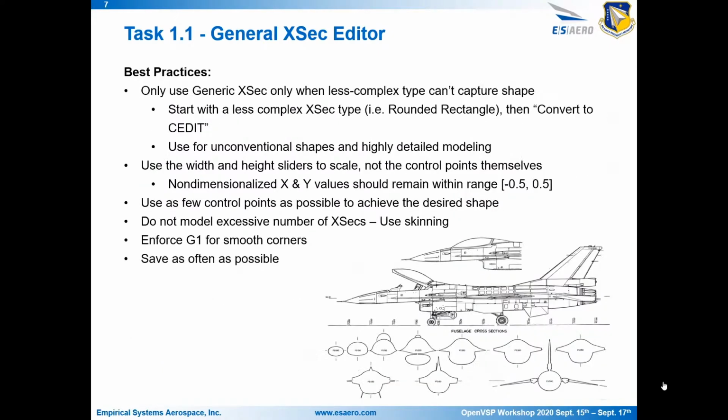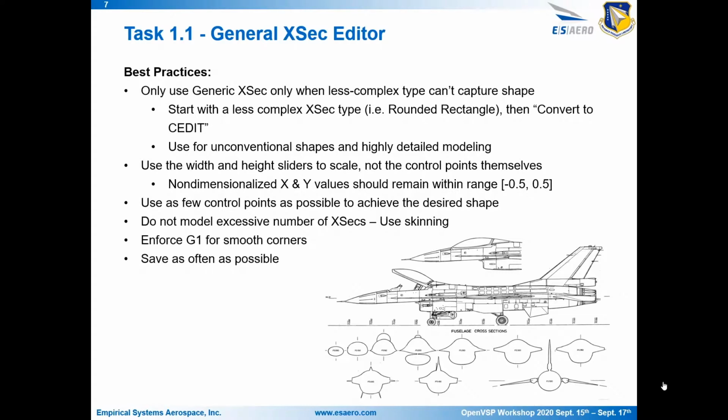Here I listed a couple of the best practices, and I think a couple of them I've mentioned already, such as only use this generic cross section when the more simple cross section types can't achieve the shape that you need. And if you do use the generic cross section, you're most often best off using the convert to edit button once you get the shape as close as you can.